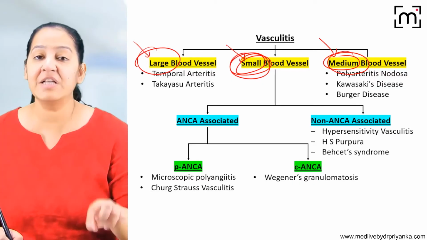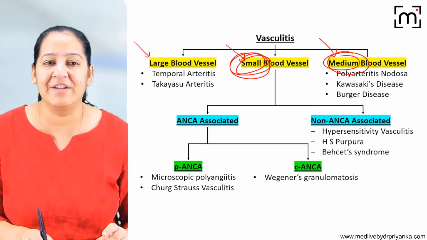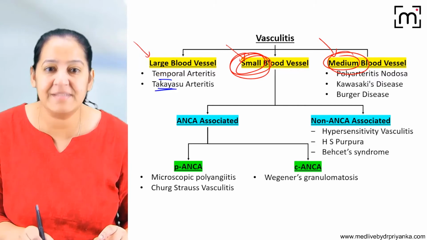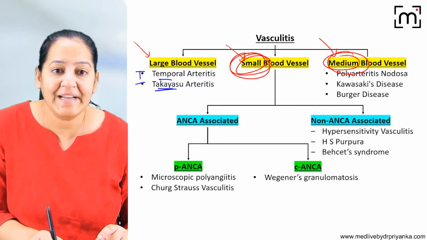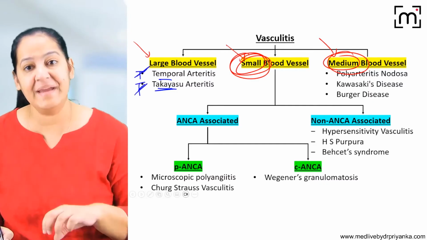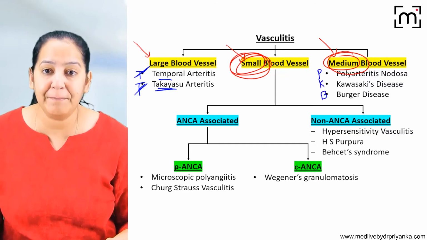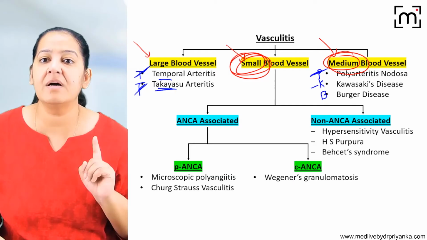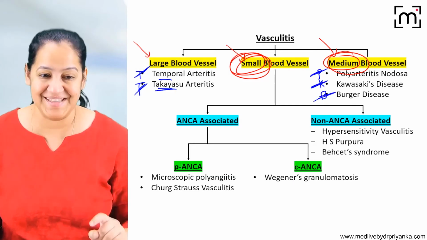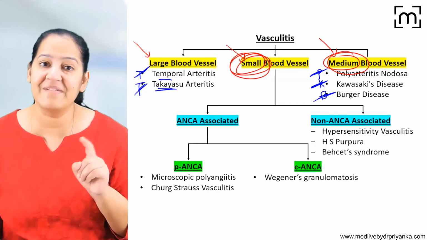In the large vessel vasculitis, we have only 2 diseases here. Both of them start with T. You can learn the mnemonic TT: temporal arteritis and Takayasu arteritis. In the medium vessel also, we have 3 diseases. The mnemonic is PKB. You can learn PKB: polyarteritis nodosa, Kawasaki disease, Berger disease. So that is the medium vessel vasculitis.